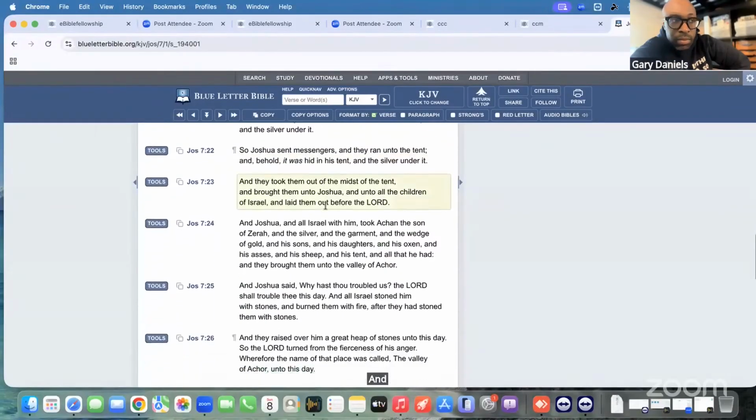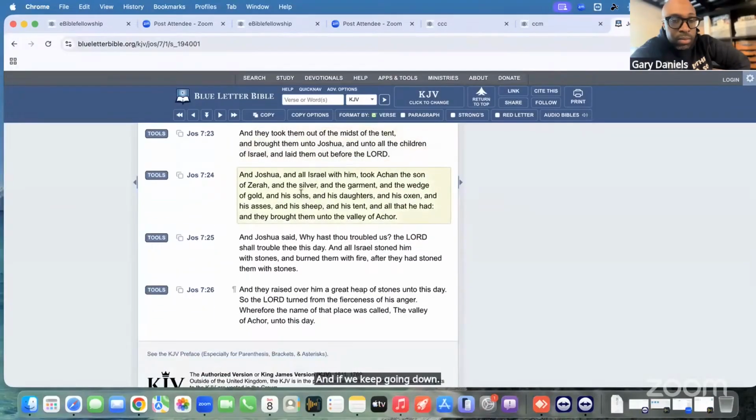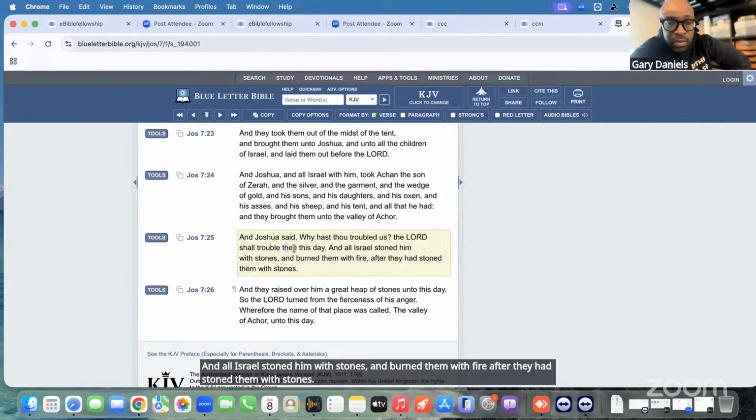And if we keep going down, the wedge. Okay. Joshua said, "Why hast thou troubled us? Jehovah shall trouble thee this day." And all Israel stoned him with stones and burned them with fire after they had stoned them with stones. Notice he says this day.